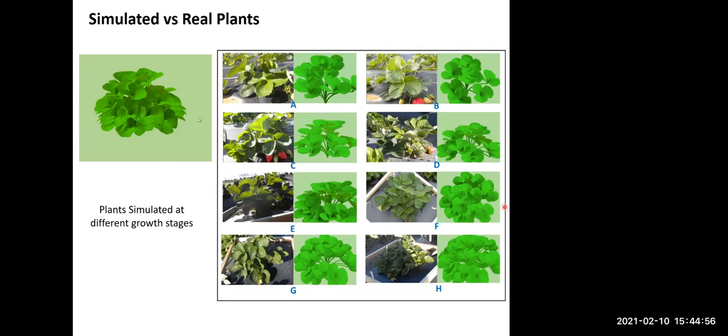So this is a very much accelerated growth of a plant that is simulated. And as the plant is growing, we can capture snapshots, and those are the snapshots that we are seeing in the figure to the right.